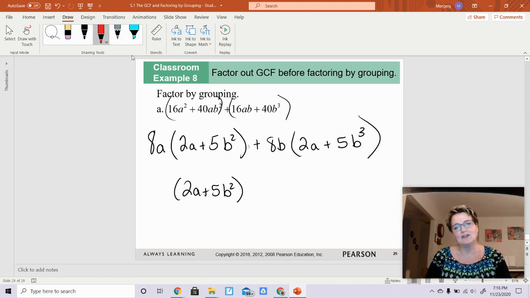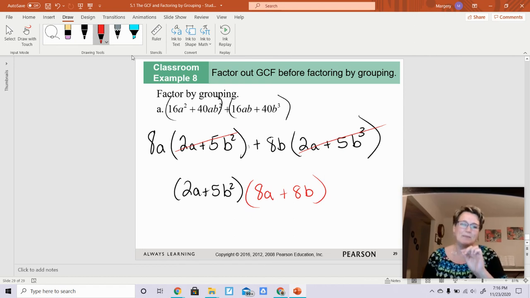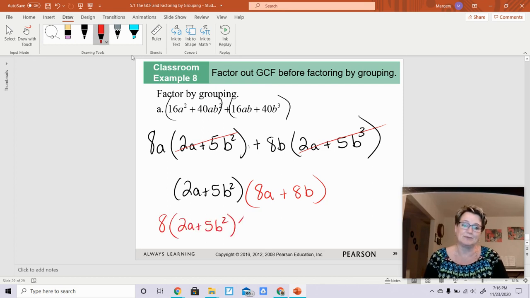So if I factor out a 2a plus 5b squared, I'm left with 8a. If I do the same thing over here, I'm left with 8b. Well, if you notice in red, they both share an 8. So in reality, I'm taking out an 8, not from this one, but from this one. So 8, this is going to be a plus b. And that's going to be what? Yeah. And there you go.